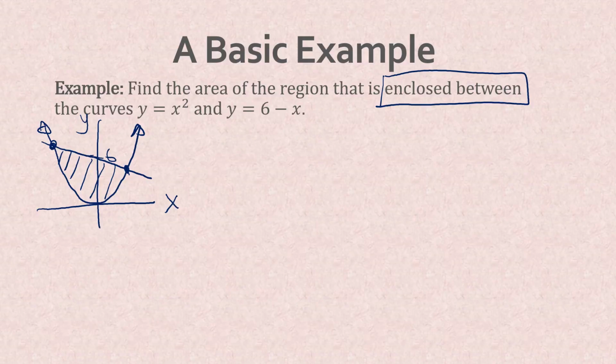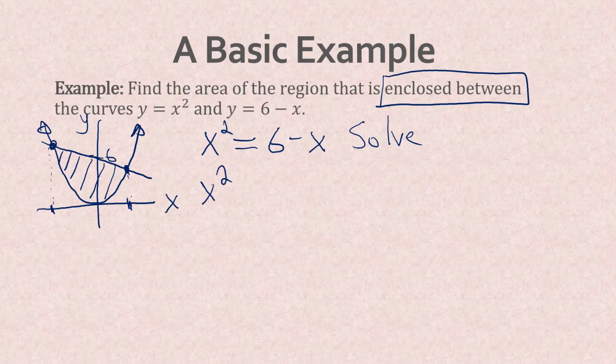Now we need to find these 2 points here, because that's going to be the start and the end of our integral. And so in order to do that, we'll just set our two equations equal to each other and solve. So that's a pretty simple quadratic equation.